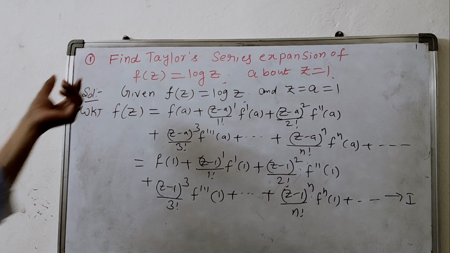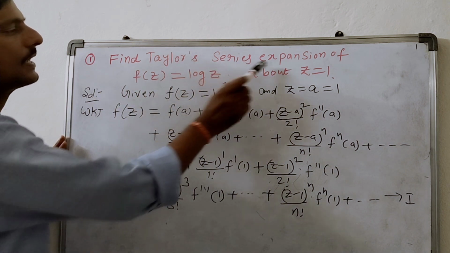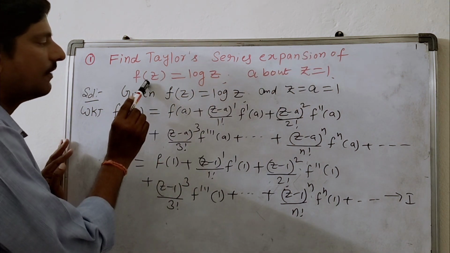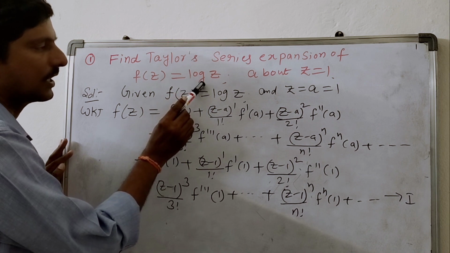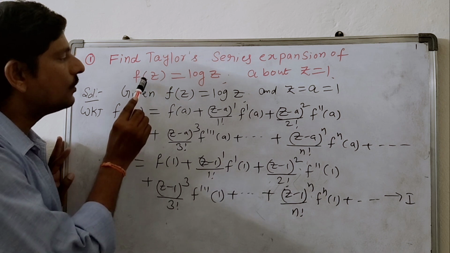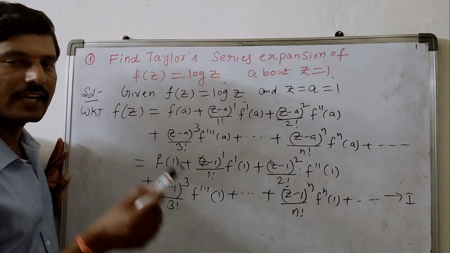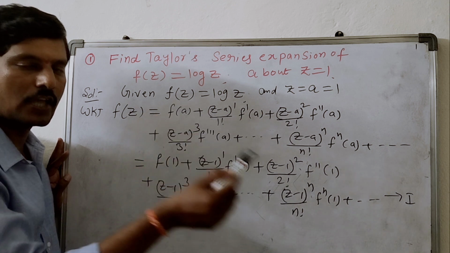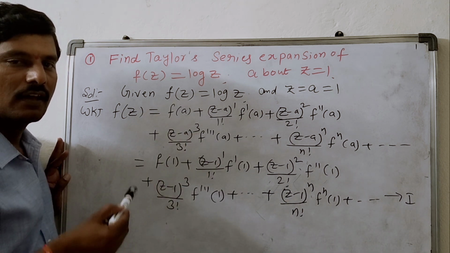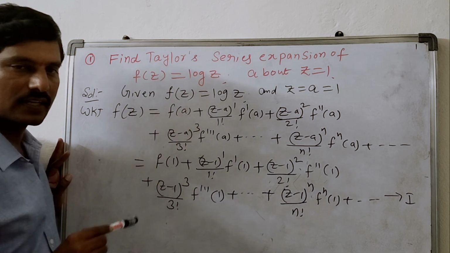Let's see here, the first problem: find the Taylor series expansion of f of z is equal to log z about z is equal to 1. The moment you observe the function, you have to identify whether it is a standard function or whether it can be resolved into partial fractions. You have to observe. So f of z is equal to log z.